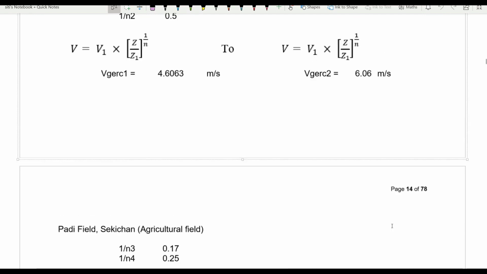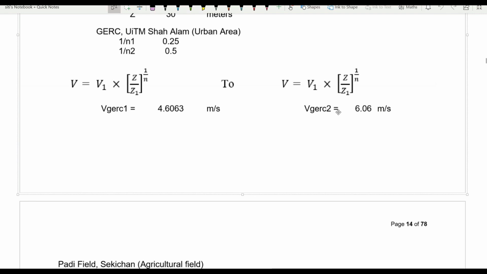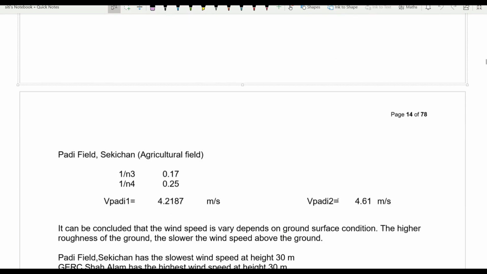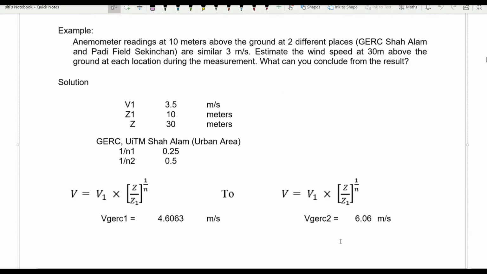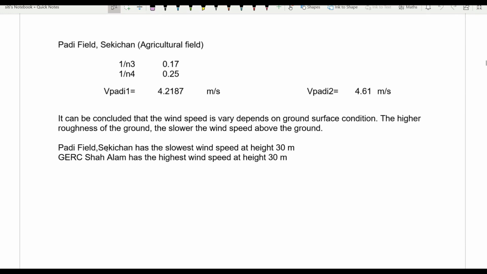If you compare these two locations, you can see that GRC produces a much higher wind speed compared to the paddy field at height 30 meters. It can be concluded that the wind speed varies depending on the ground surface condition. The higher the roughness of the ground, the slower the wind speed above the ground. So Paddy Field Sekinchan has the lowest wind speed at height 30 meters. GRC Shah Alam has the highest wind speed at height 30 meters.